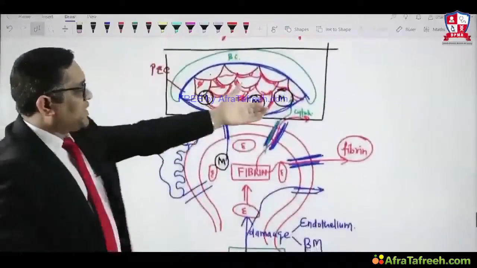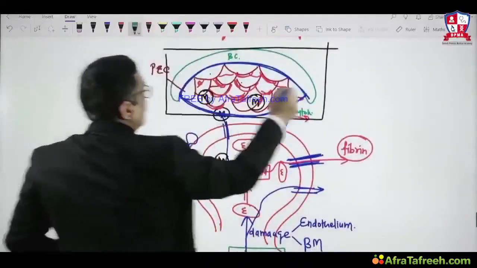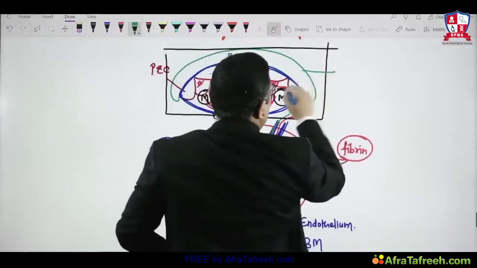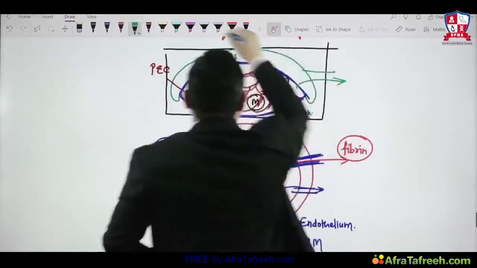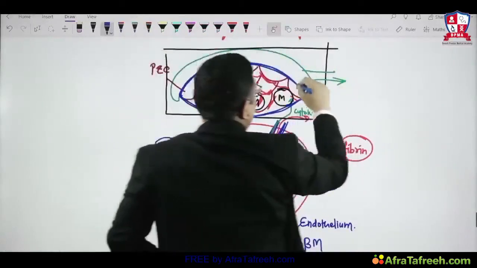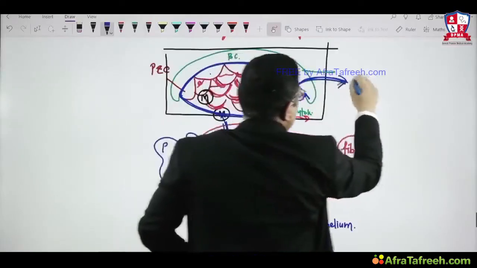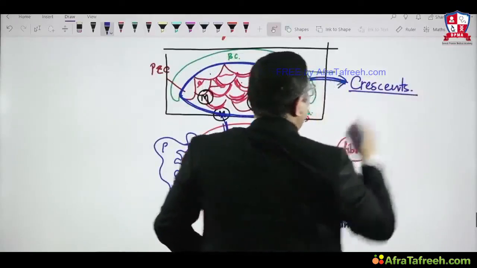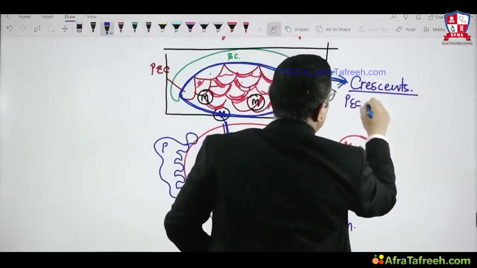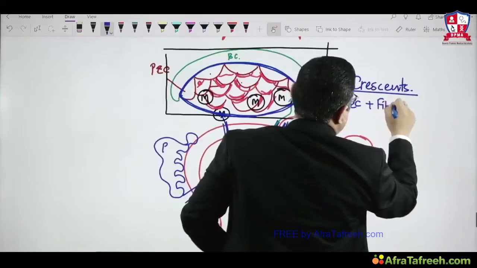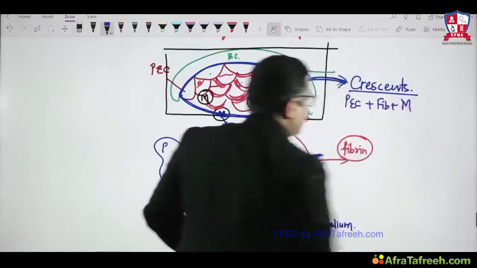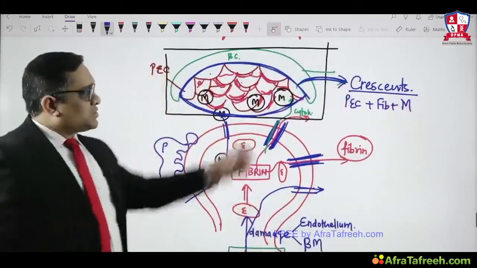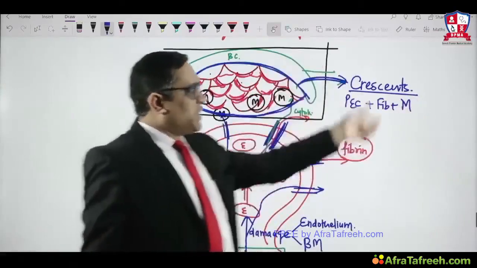So that is what we are seeing, crescents, right? In this diagram, we are seeing a crescent. This entire blue structure that I'm showing you here is called a crescent. This is how crescents are formed. So what is a crescent made up of? Again, I will write parietal epithelial cell, fibrin plus mononuclear cell. That was the All India question.